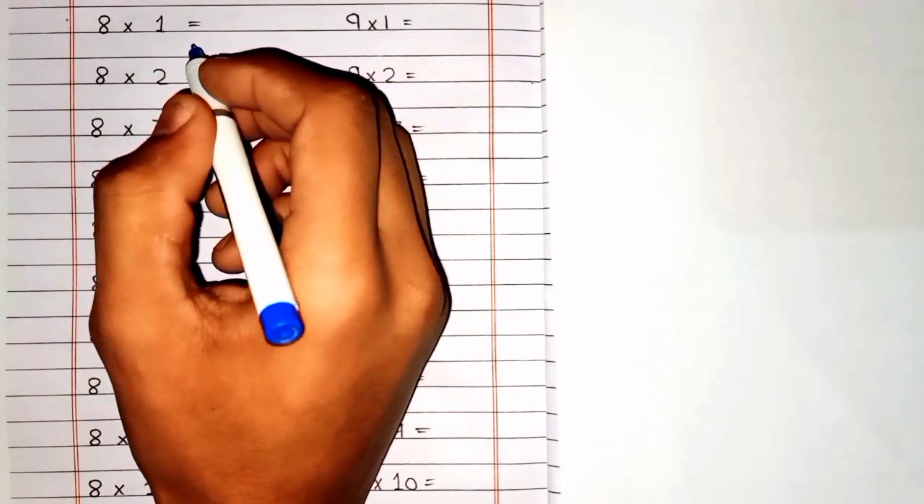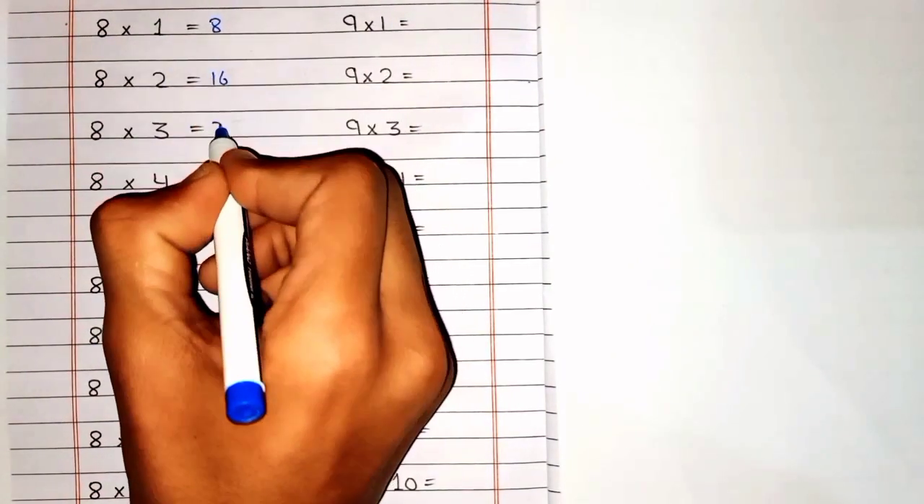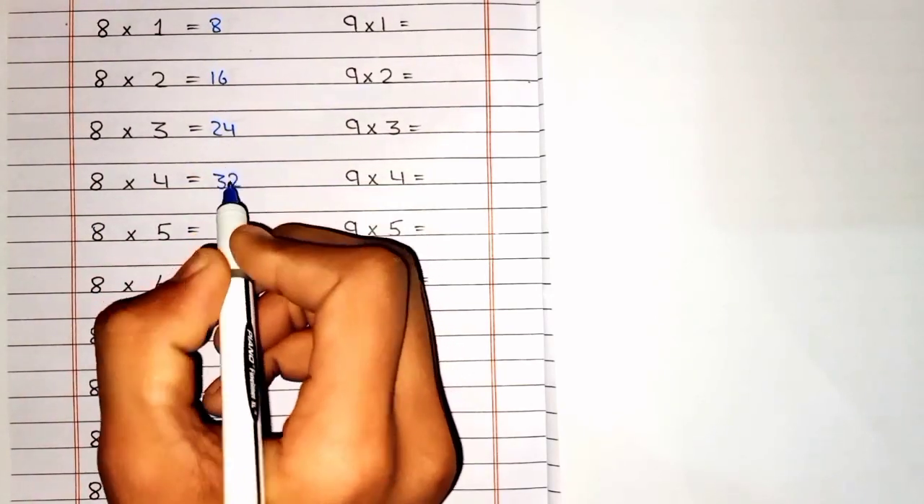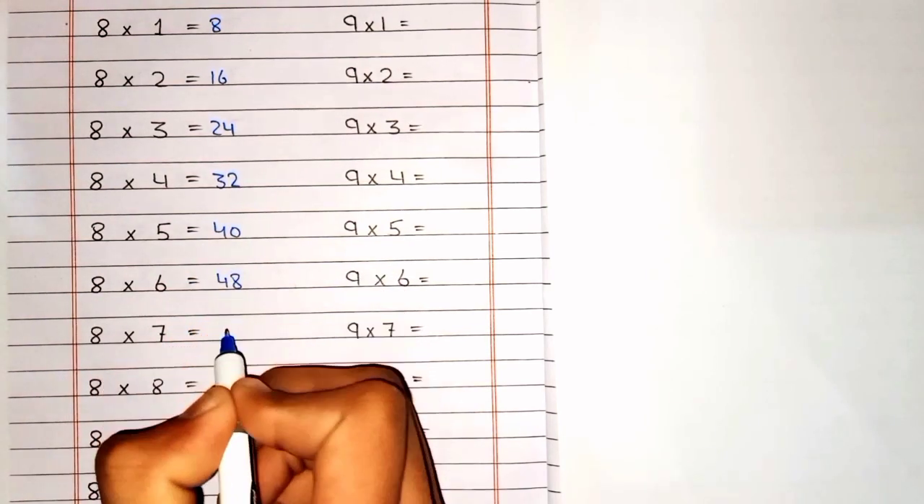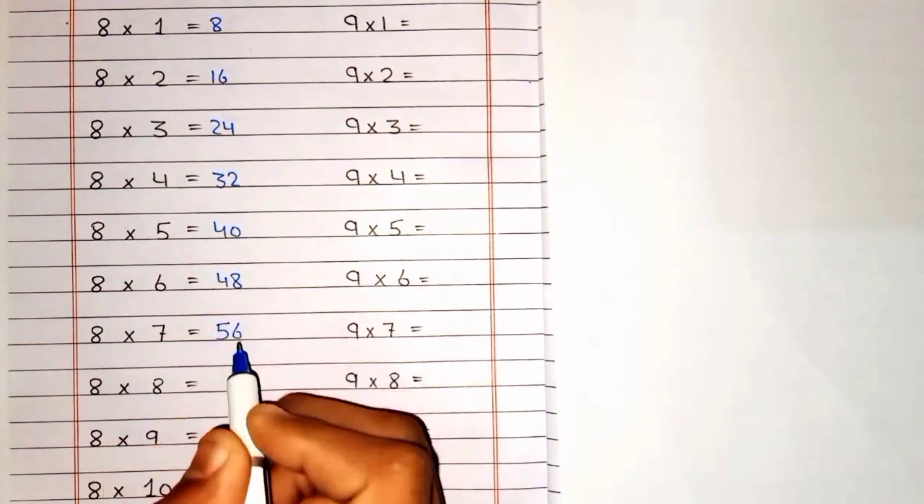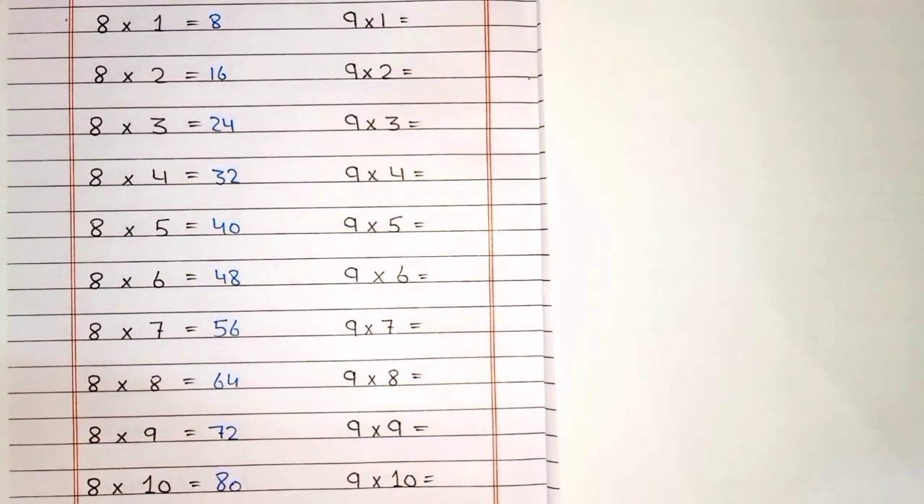Let's now do the tables of 8 and 9. 8 ones are 8, 8 twos are 16, 8 threes are 24, 8 fours are 32, 8 fives are 40, 8 sixes are 48, 8 sevens are 56, 8 eights are 64, 8 nines are 72, 8 tens are 80.